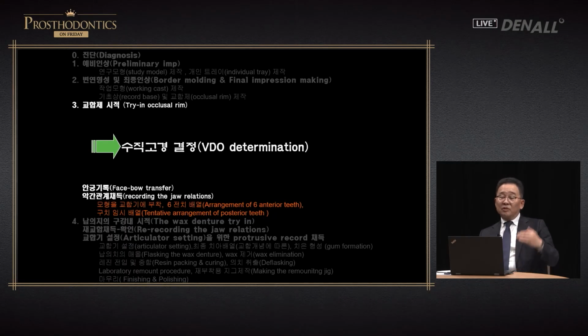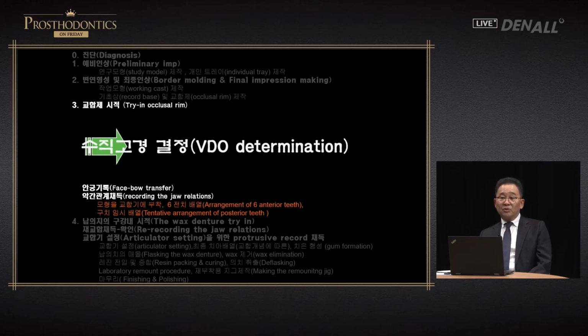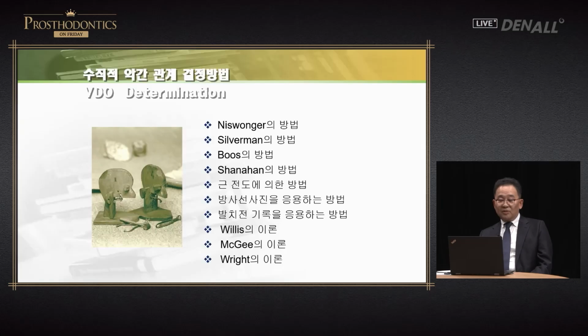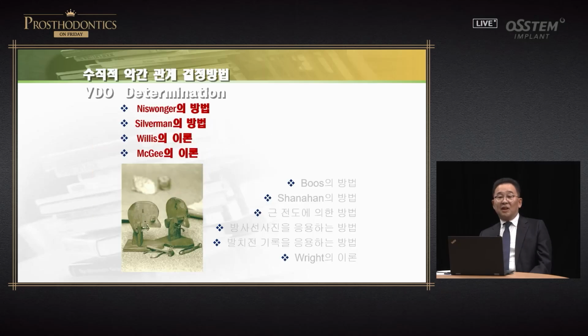In determining vertical dimension, I believe this is the most important process among denture fabrication. And this is an area where dentists can be really creative. Depending on patient situation, the dentist can be more creative. Nothing is defined. Depending on the surgeon, different ways to address it can exist. Many people have talked about different ways, and today I want to explain about the method using freeway space, phonetics, Willis theory, and McGee theory.